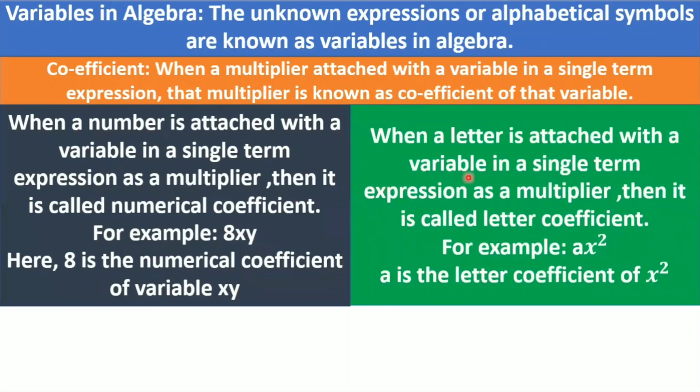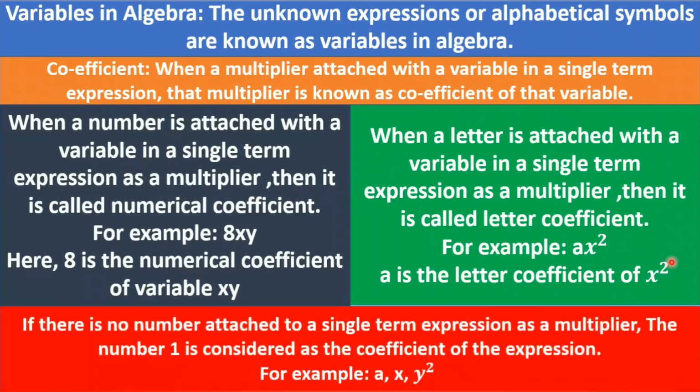Similarly, see, when a letter is attached with a variable in a single term expression as a multiplier, then it is called what? Letter coefficient. See here, there is the example ax square. So if you consider x square as a variable, before x square there is a letter as a multiplier, isn't it? The letter is a. So we say that a is the letter coefficient of x square variable. I hope you understand, isn't it, students?